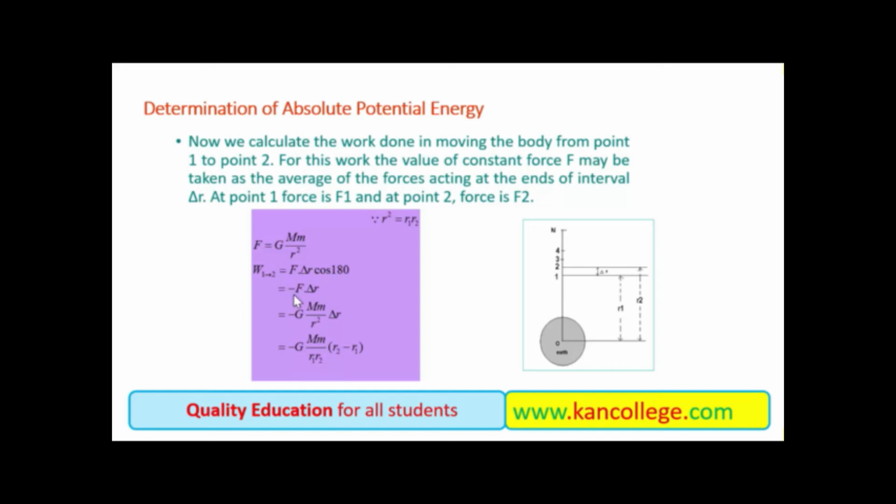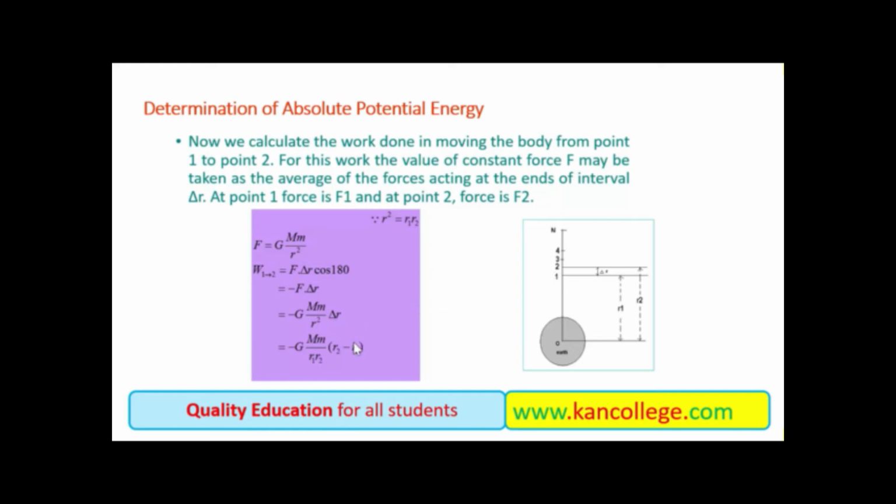So net work done in moving the body from first to second point is equal to minus F dot delta R. And what is the value of F? That is G M m over R squared, where capital G is the gravitational constant, capital M is the mass of the earth, small m is the mass of the body which is being moved from first point to nth point. Over here in this case from first point to second point, and delta R is the distance between first and second point.